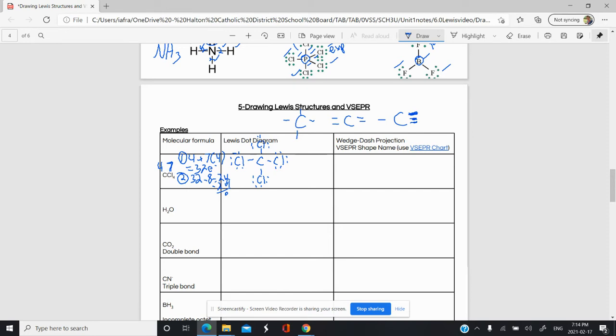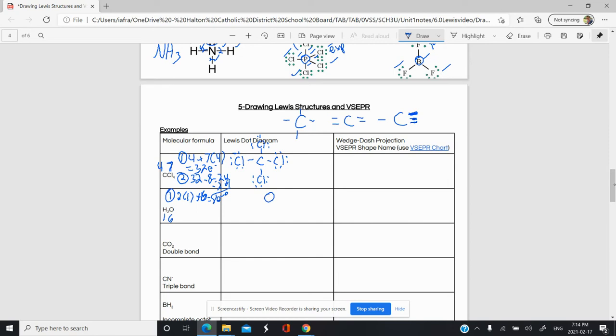You can pause the video and try it yourself. So in this case, we have H2O. I'm going to start off by counting the number of valence electrons I would have in this molecule. So 1 for hydrogen, since it's in group 1, and 6 for oxygen, since it's in group 16. So the total would be 2 times 1, because there's 2 hydrogens, plus 6, and that would be 8.